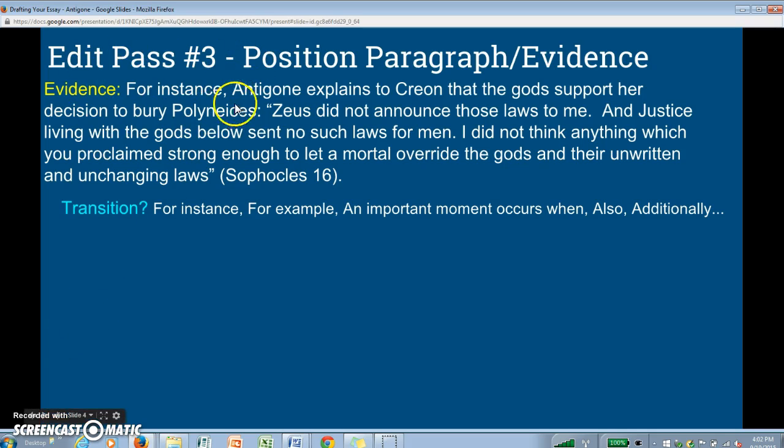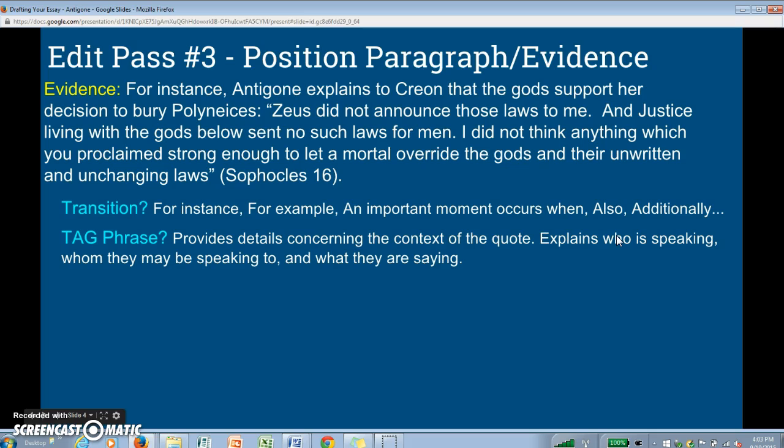So if you take a look at my evidence, it begins with a transition. Evidences can begin with, for instance, for example, an important moment occurs when, also, additionally, and so forth. Each of your body paragraphs should, if you're going for an A, have two pieces of evidence. It should go topic sentence, evidence, elaboration, wrap up. Therefore, you will have two transitions for your two different evidences. So my first piece of evidence in my position paragraph might say, for instance, and my second transition for my second piece of evidence might say also.